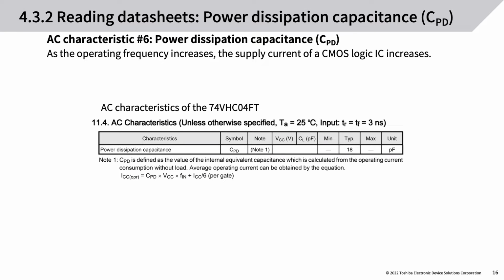Reading datasheets. Power dissipation capacitance, CPD. AC characteristic 6. Power dissipation capacitance, CPD. CPD is defined as the value of the internal equivalent capacitance which is calculated from the operating current consumption without load. As the operating frequency increases, the supply current of a CMOS logic IC increases.